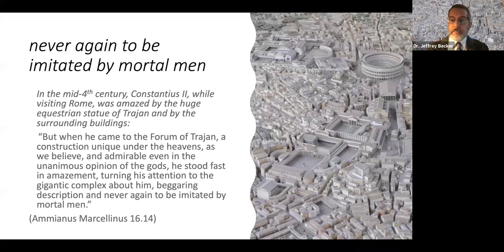And this quotation, which I confess to be rather taken with, and you'll see it in a couple of iterations in resources that I've produced for Smart History, says Constantius is sort of awed by what he sees when he came to the Forum of Trajan: "a construction unique under the heavens, as we believe, and admirable even in the unanimous opinion of the gods. He stood fast in amazement, turning his attention to the gigantic complex about him, beggaring description, and never again to be imitated by mortal man."